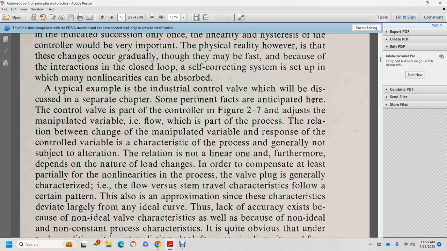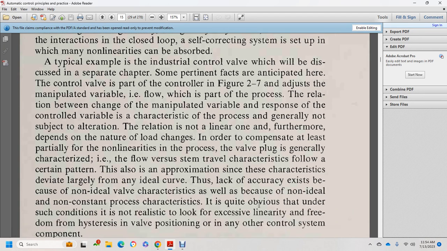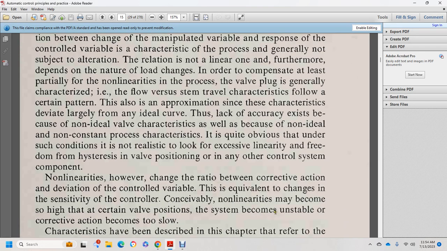It further depends on the nature of the load change. In order to compensate partially for the nonlinearity of the process, the valve plug is generally characterized by flow versus stem travel, with a certain pattern. This is also an approximation, since the characteristic can deviate largely from the ideal curve, both because of the lack of accuracy in the valve's actual characteristic and because of the non-constant process characteristics. It is quite obvious that under such conditions it is not realistic to look for excessive freedom from linearity and hysteresis of the valve position or any other control system component.